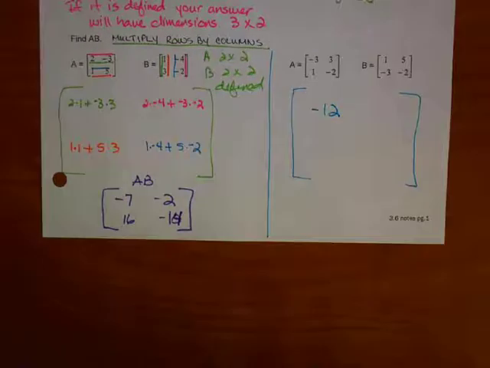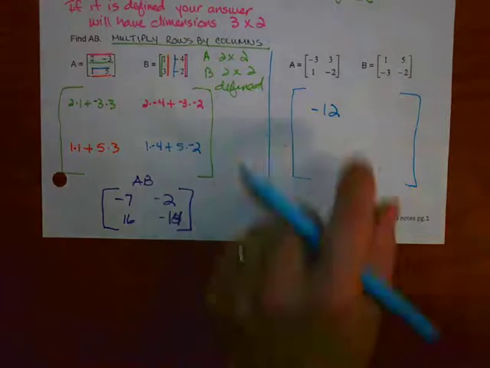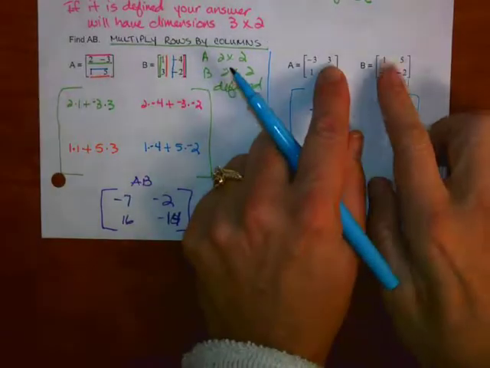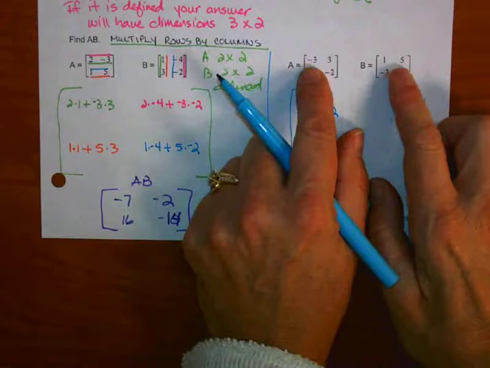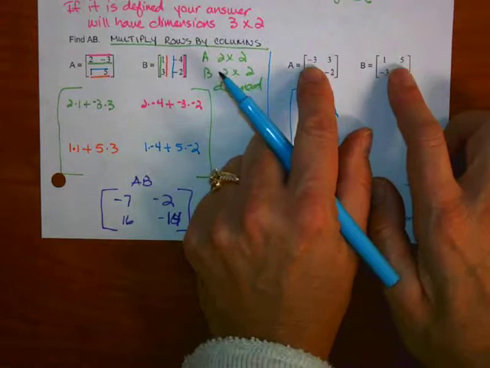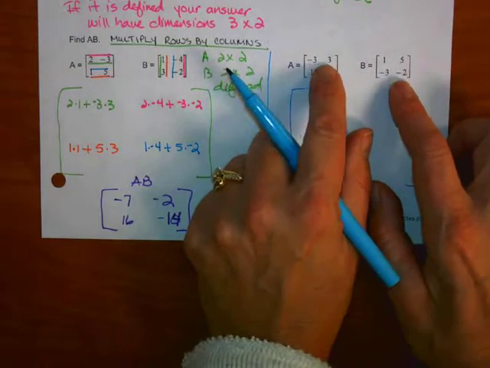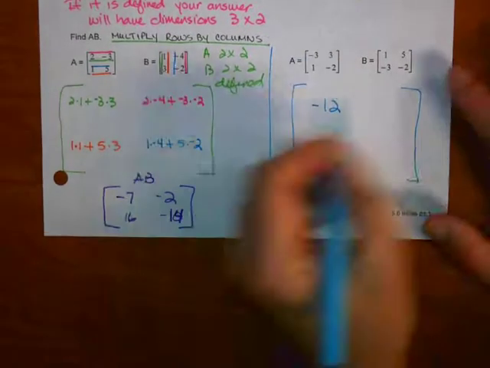See it? Yup. Then I do this row times the second column. That's the first column. Negative 3 times 5 is negative 15 plus negative 6. What is it? Negative 21.